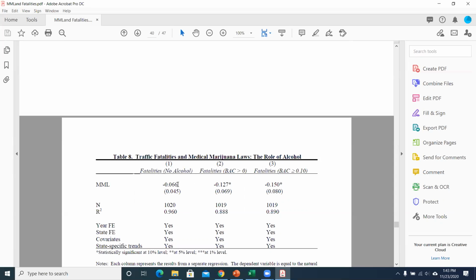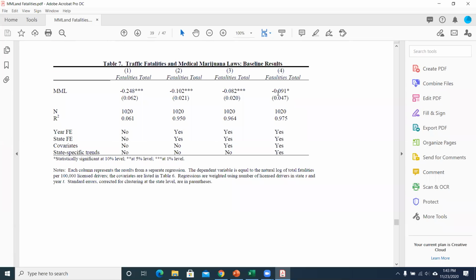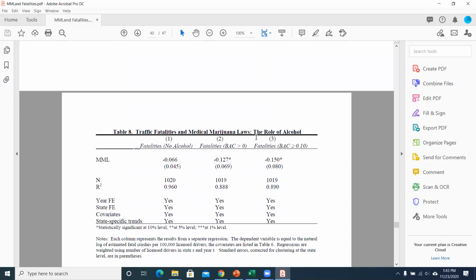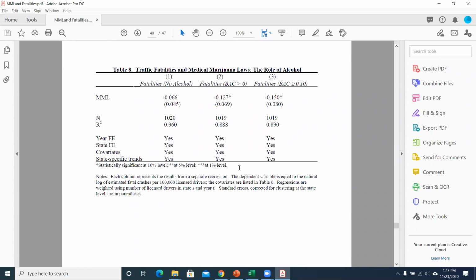So if I can't reject the null, one of the true values could be that the relationship is what I assumed, 0. But when we look at traffic fatalities with any blood alcohol content above 0, and then blood alcohol content above 0.1, that's where we see the effect exist with 90% confidence. And notice it's larger in size than when we just ran all the fatalities together. So I think it's pretty interesting.